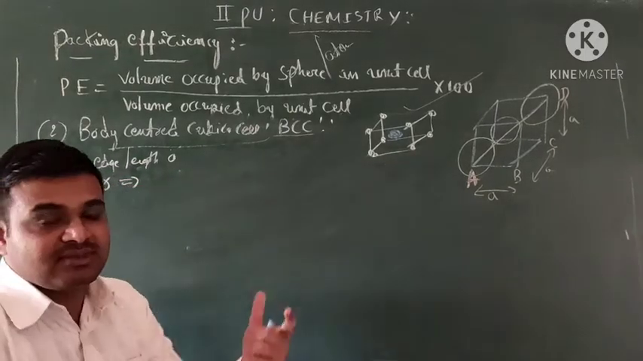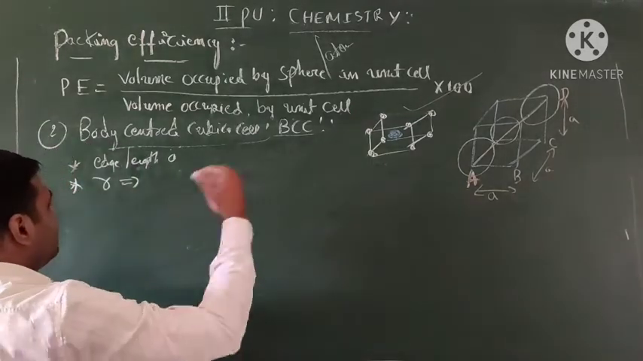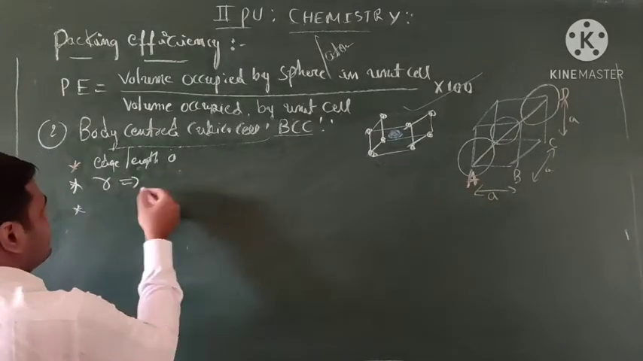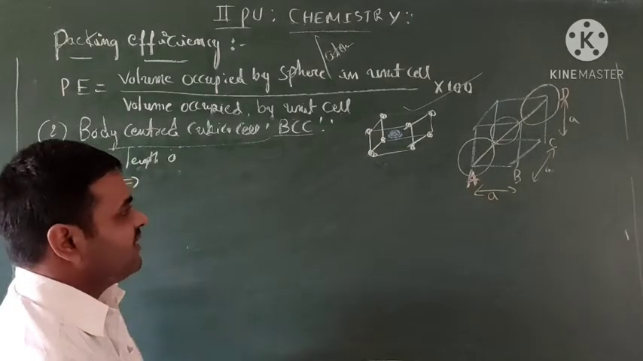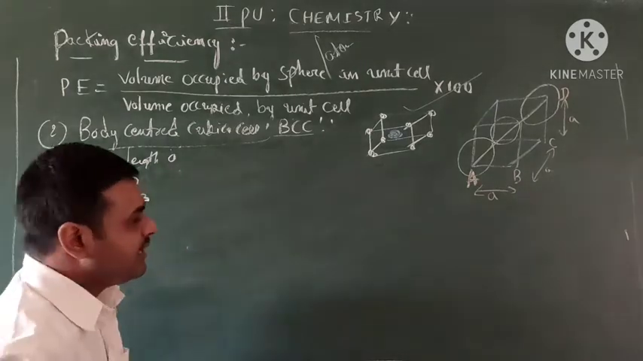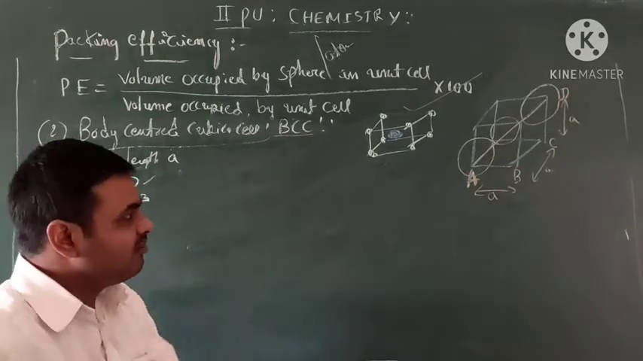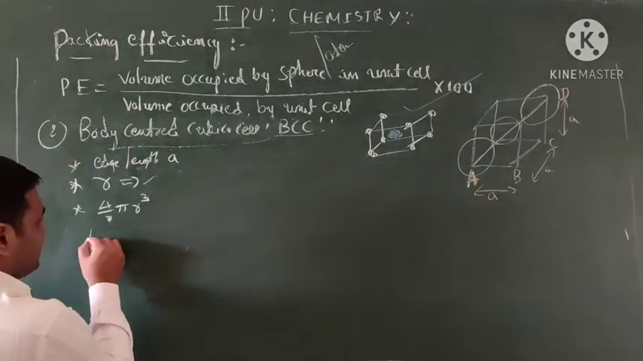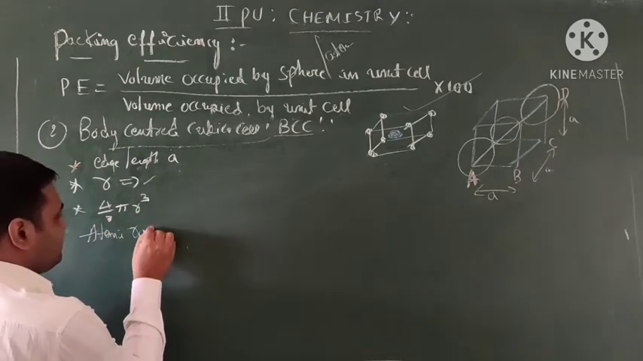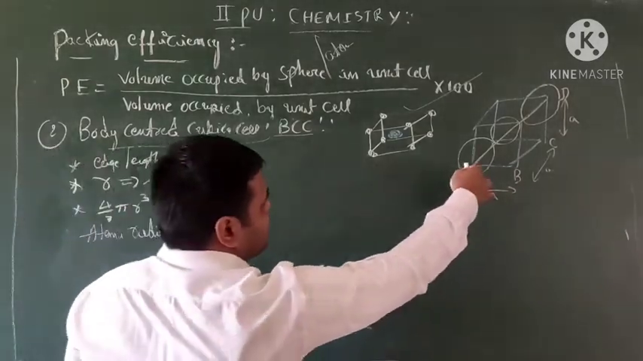Second point is the radius. The radius is the atomic radius, the distance between the neighboring atoms of a crystal. Next, the volume of a sphere is 4 by 3 pi r cube. So now you calculate the r value, the atomic radius value. Let us consider the atomic radius values.